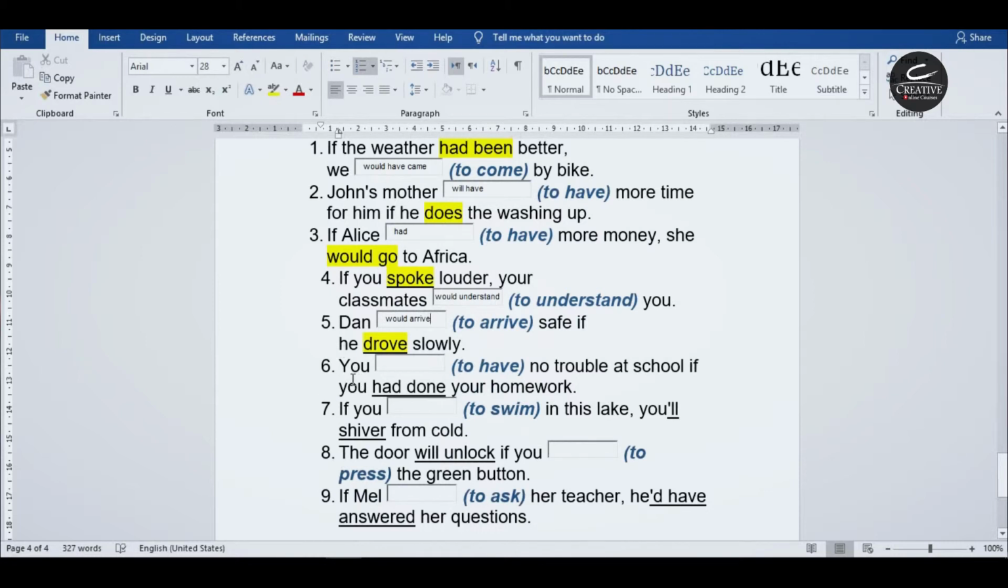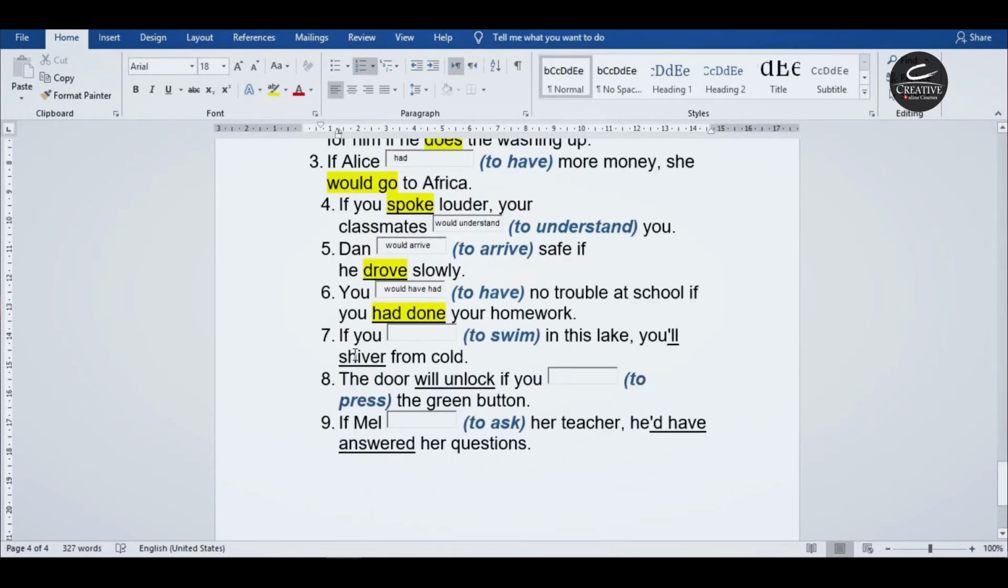Okay, number 6, you, no trouble at school if you had done your homework. So which tense is this? Okay, correct. This is the past perfect. And with the past perfect, we have to use would have plus the past participle. So it's going to be would have had. Okay, you would have had no trouble at school if you had done your homework.